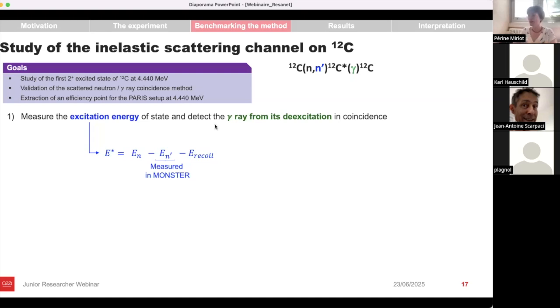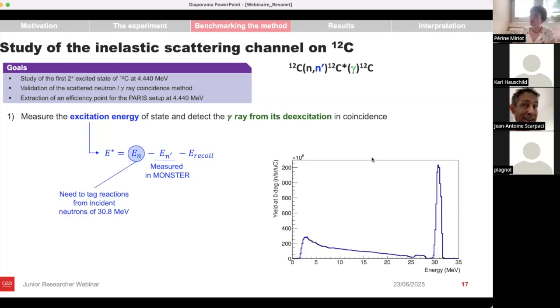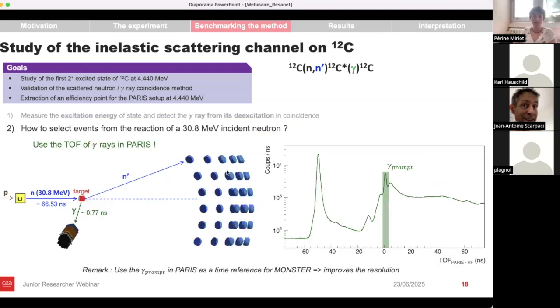But if you recall what I showed at the beginning, our neutron beam spectrum during the experiment has indeed a quasi-monoenergetic peak at 30.8 MeV, but there are also contributions from low-energy neutrons. And so in order to compute the excitation energy, we need to only tag on reactions that come from an incident neutron of 30.8 MeV. And this selection is made thanks to the time of flight of the gamma ray in PARIS.